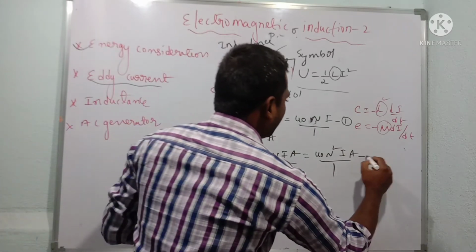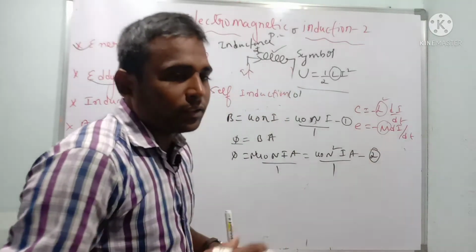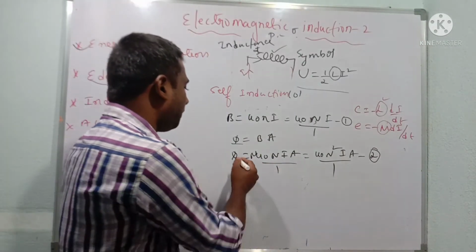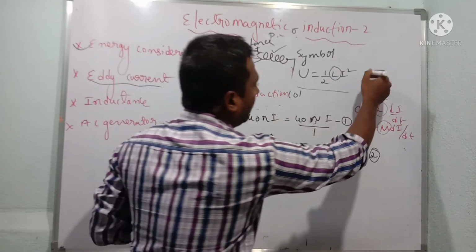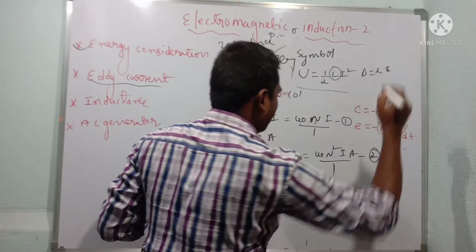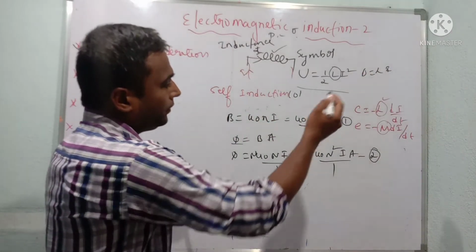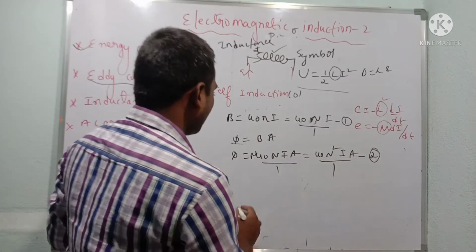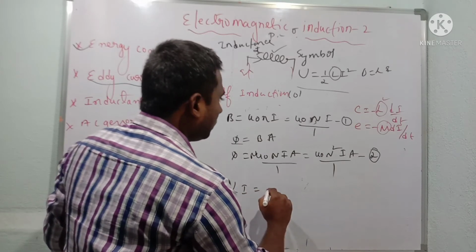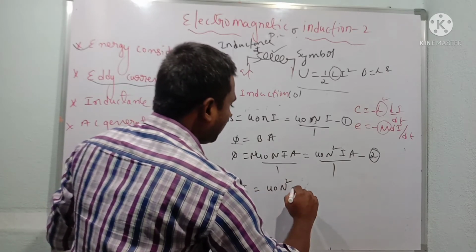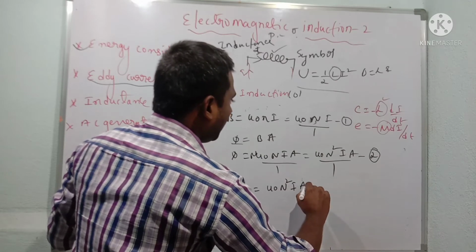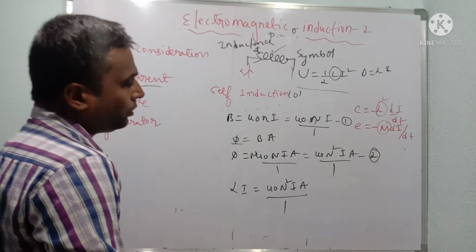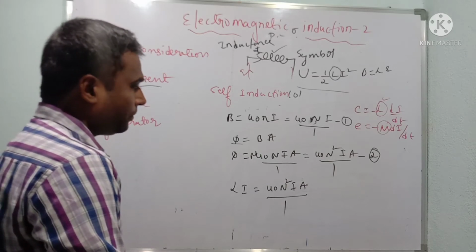So this is called equation 2, the change of magnetic flux linked with the conductor. Now here we know that flux is equal to L into I. So what happens, children? If we substitute L into I, it is going to change as L into I is equal to mu naught n square I A divided by l.